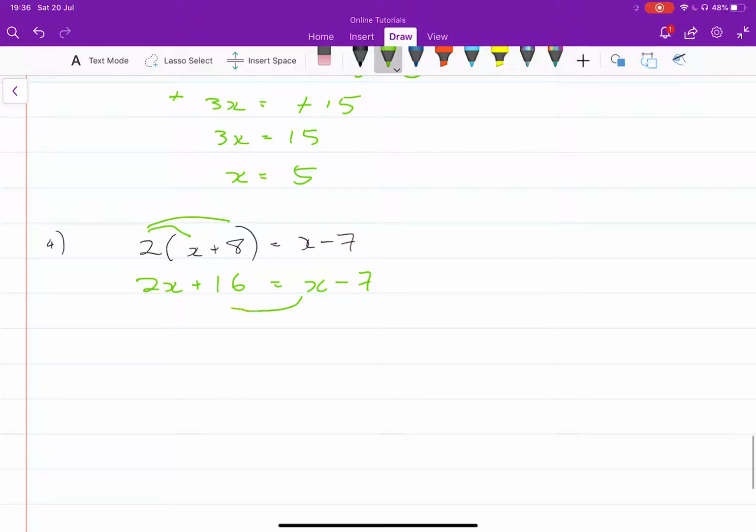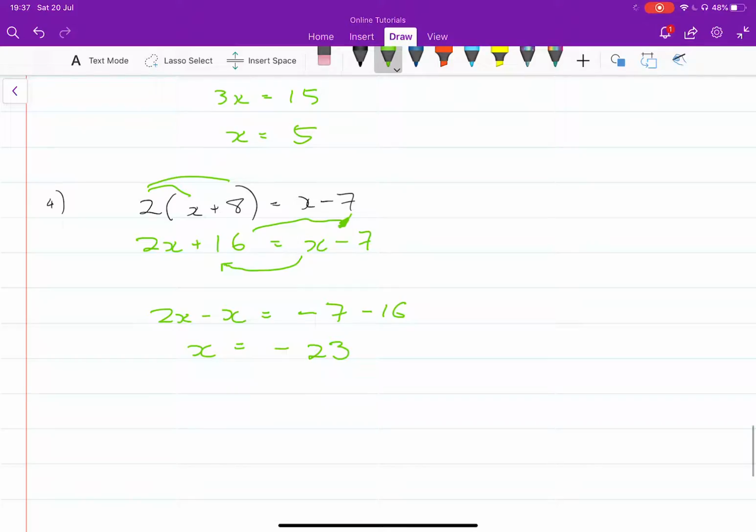Let's take this x that way, and we take the constants to the other side. So we end up with 2x minus x equals minus 7 plus 16 becomes minus 16. So that means we have x is equal to minus 23, if that's correct. So let's put that into our left-hand side. So our left-hand side, then we have our right-hand side.